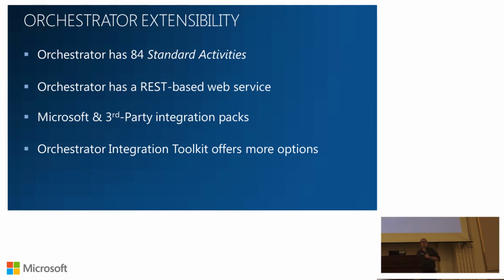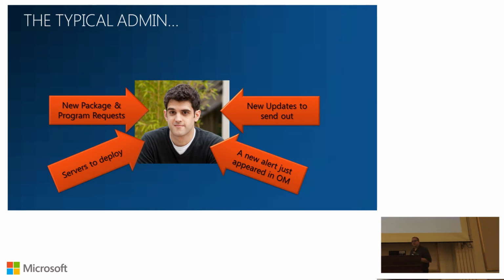When we look at how it helps us, a typical administrator, what is his job? He has to handle new software packages, program requests, servers to deploy. A new alert is just coming from Operations Manager. He has to act on this. He has to send new updates out. He has to do a lot of things. So that's the typical job. And these kinds of jobs we can automate.